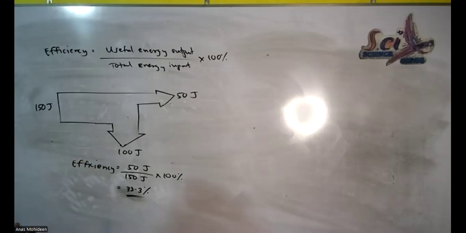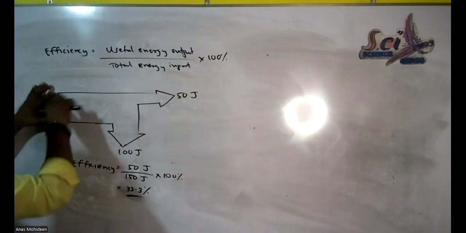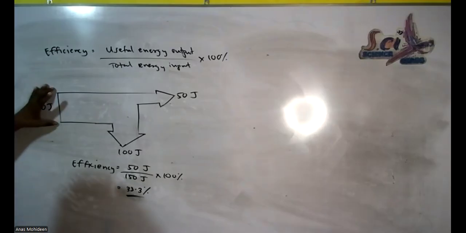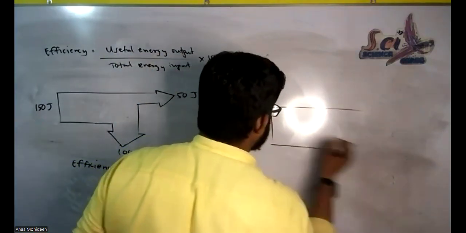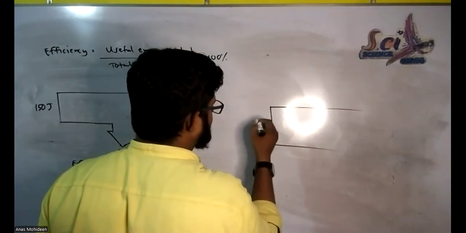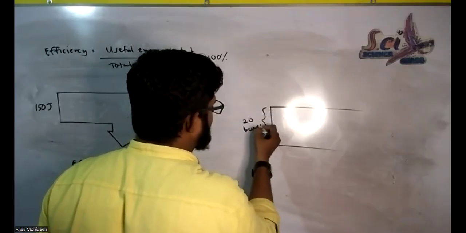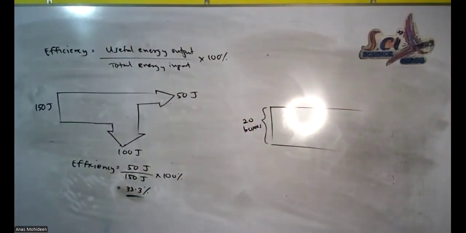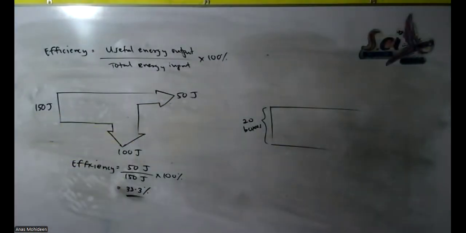Sometimes the questions give you a diagram like this without mentioning the values. They will give you a number of boxes. Let's say 20 small boxes are there here. No values are given. Just 20 small boxes, which you can count on the graph paper.